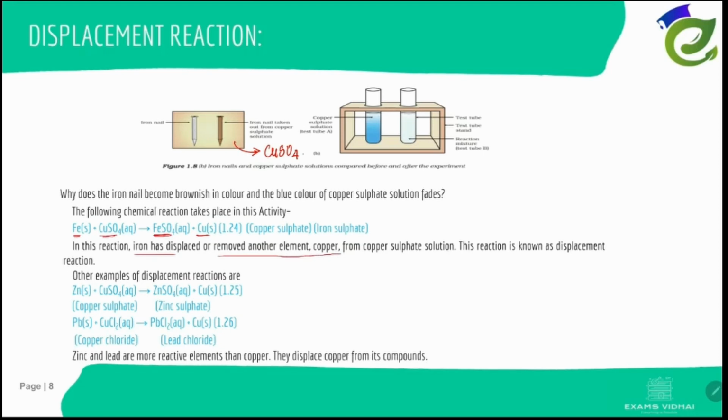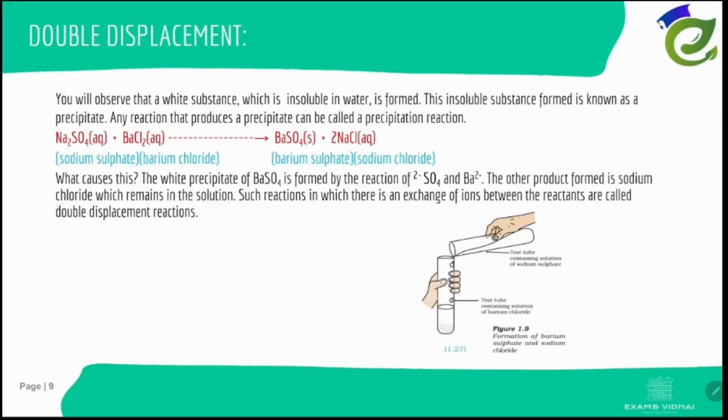If we take another example, zinc displaces copper from copper sulfate to produce zinc sulfate and copper, and lead also displaces copper from copper chloride to produce lead chloride and copper. These are examples of displacement reactions.